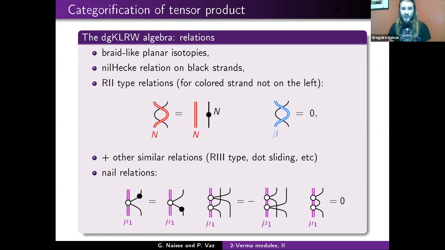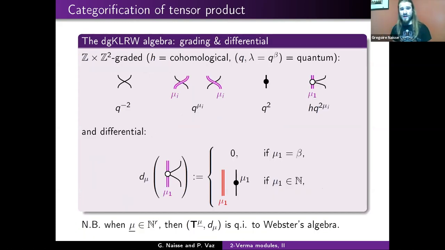Okay. And finally, we endow this algebra with a Z times Z2 grading. So the first grading is cohomological because we want a DG algebra. And then the bi-grading is quantum, so that is the q and lambda grading of Pedro. And so the nail is the only one that is in cohomological degree one because it's the floating dot, basically. And finally, you impose a differential that is either trivial if the first strand is Verma, so if it is blue, or it sends the nail to the number of dots corresponding with the first weight if it is integral.